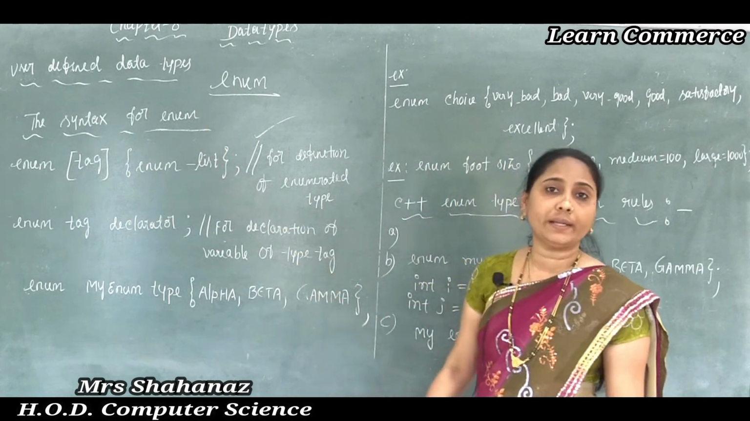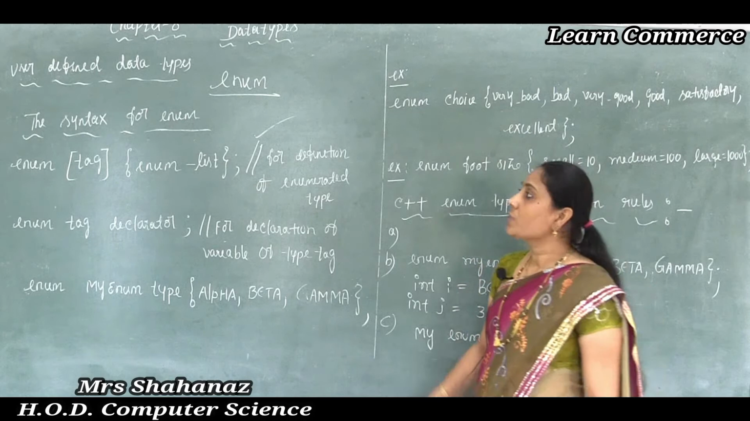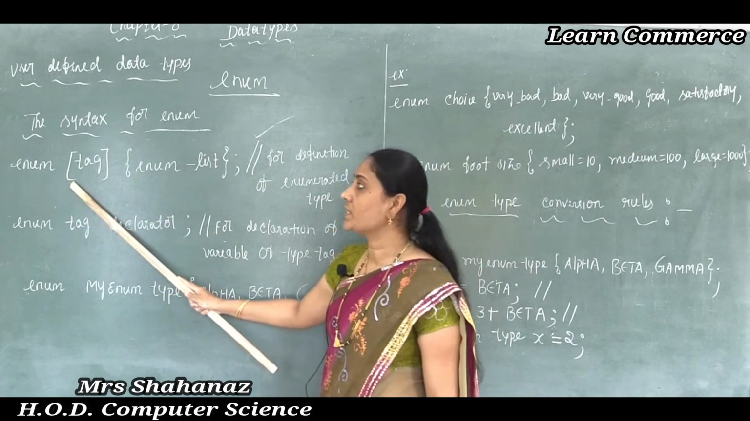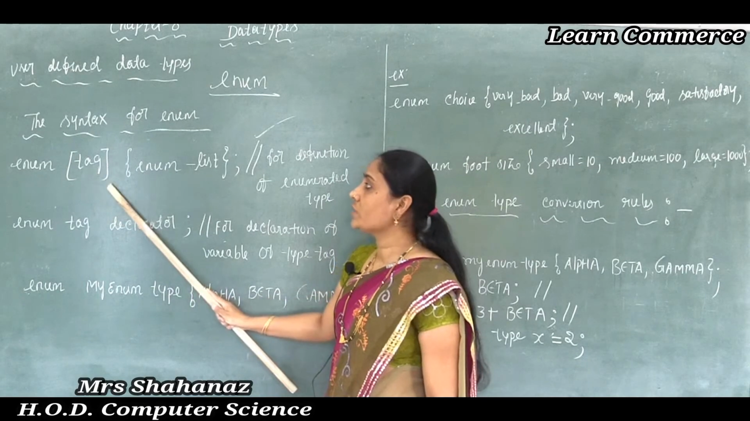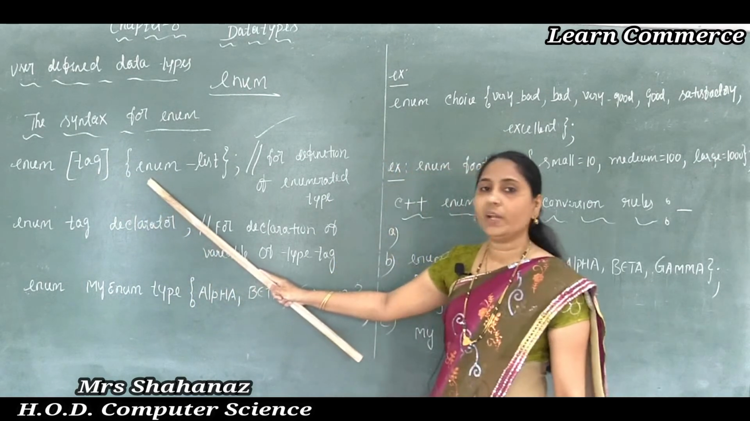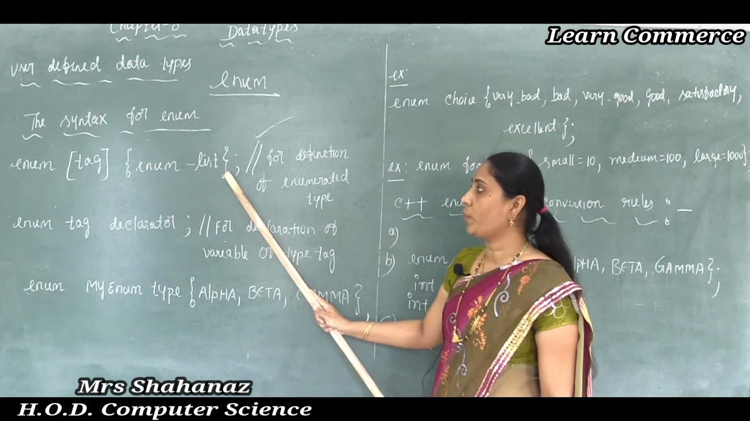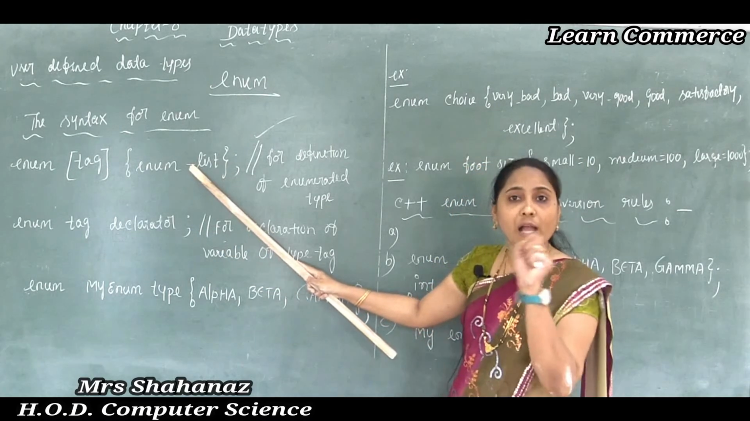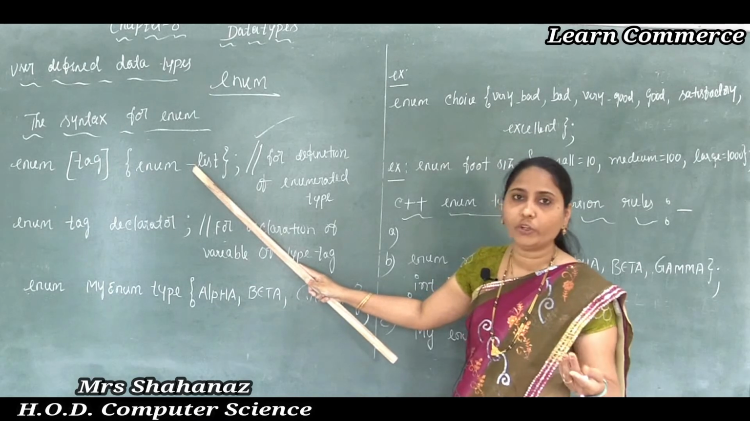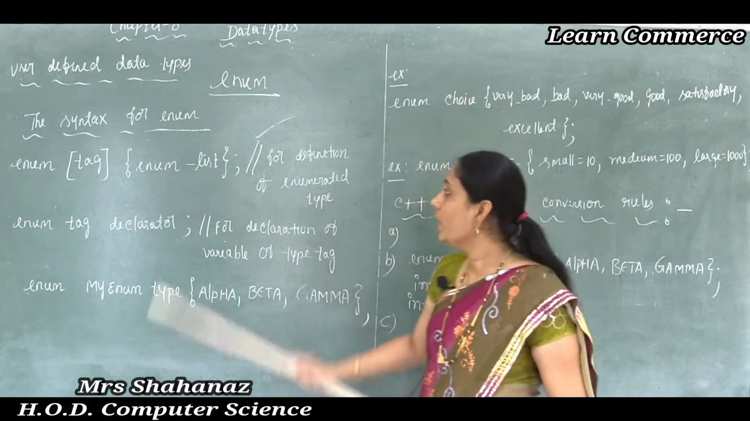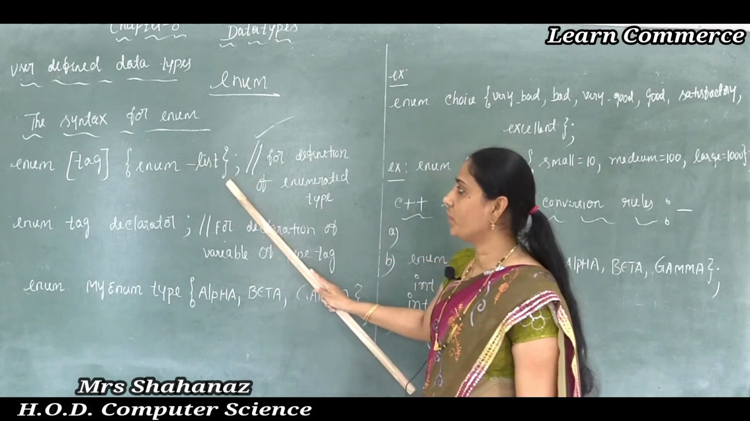Okay, now let's move to the syntax for the enum. How to write the syntax for the enum? The syntax is: enum, opening square bracket, tag, closing square bracket, then opening curly bracket, enum list, closing curly bracket. If you want, you can use the hyphen also. It's not necessary that you use the hyphen here. So enum list, closing curly bracket.